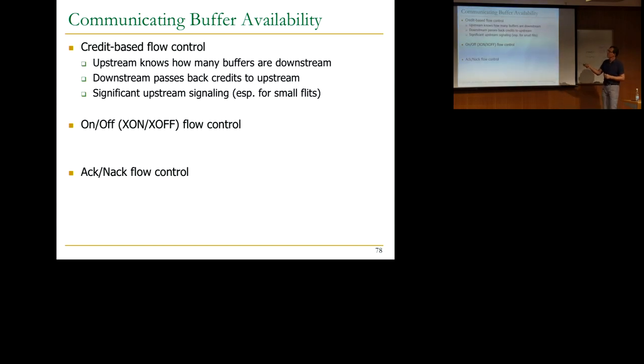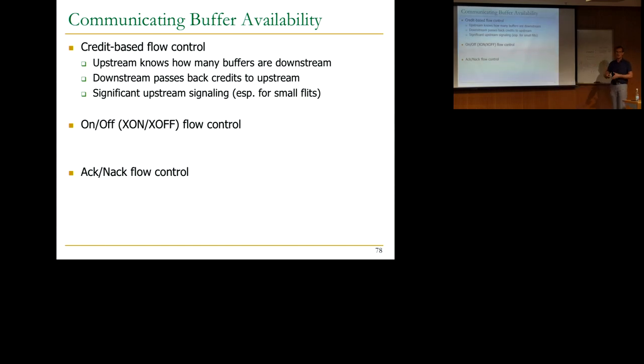So a credit-based flow control means the upstream router knows how many buffers are available downstream, and downstream passes back credits to upstream saying, you can send me 4 at most. And everybody does the bean counting, and there's a lot of signaling that happens, basically, between the two routers. So you need to have a separate network to actually send these credits. You cannot route them in the same network because you run into a lot of other issues if you route them in the same network. Not good. So there are other methods that are developed.